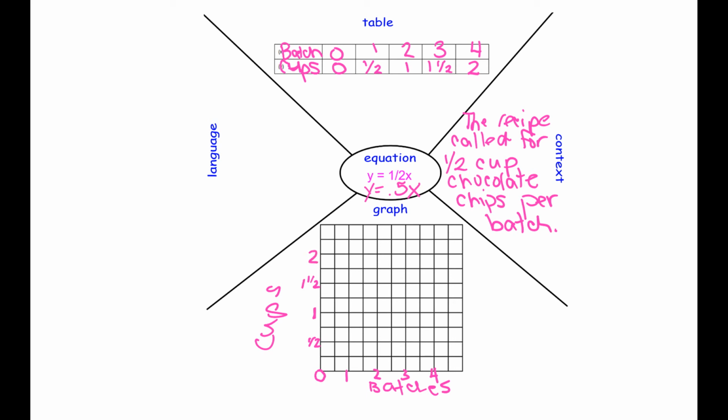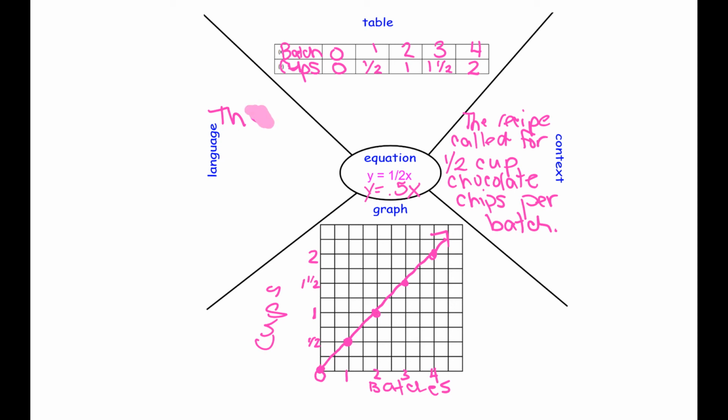And then plot your points. I have 0, 0. I have 1, half. I have 2, 1, 3, 1.5, and 4, 2. And once again, it looks like a proportional relationship. It goes through the origin, and it is a straight line. And then finally, my sentence. I usually save this for the last one for some reason.